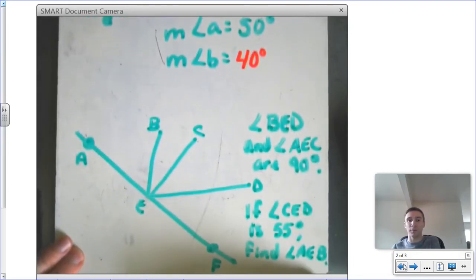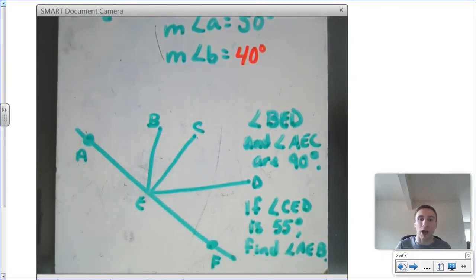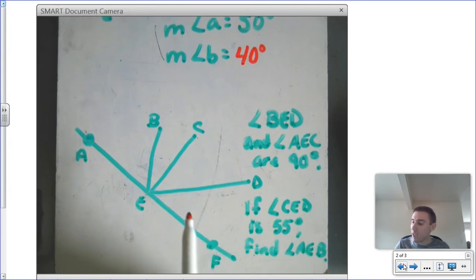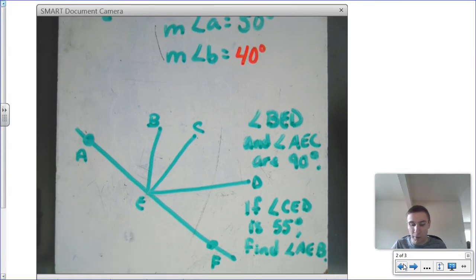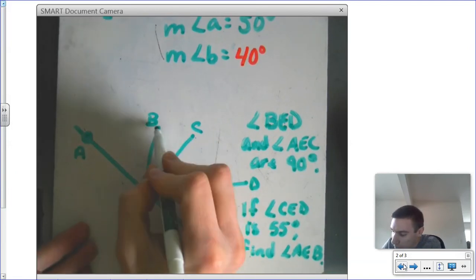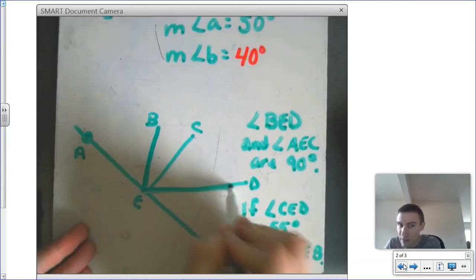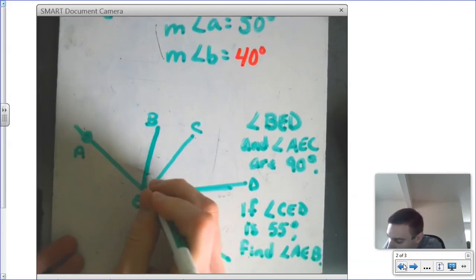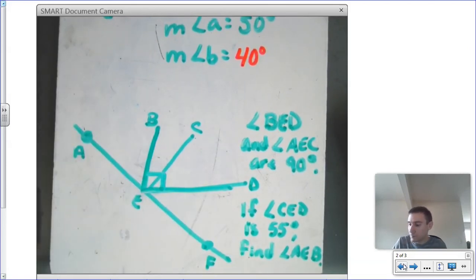Our final example today, a little bit more challenging. Now I've given us this really crazy diagram here, all these lines coming together to meet. And I have angle BED and angle AEC are both right angles. So I'm going to draw this out in green and in red. So I know that angle BED, so as I trace that, I'm being told that this is a 90-degree angle.